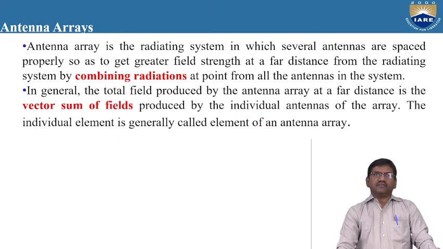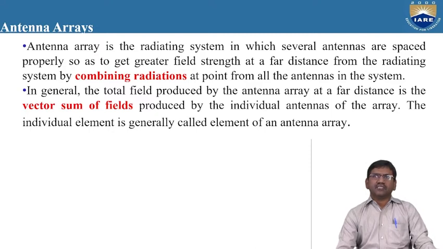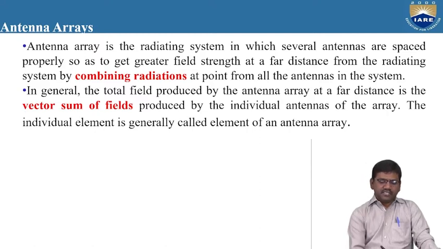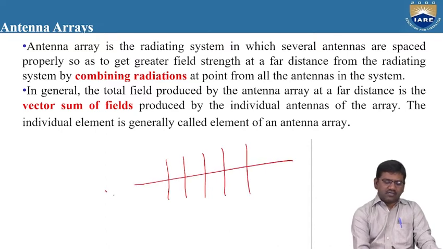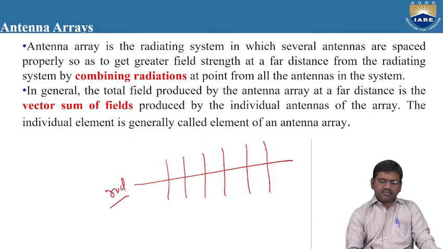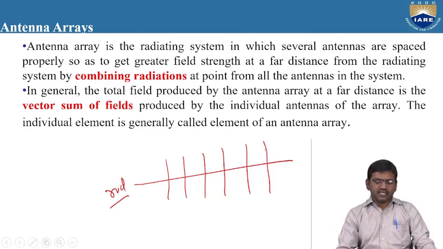There are different definitions of antenna arrays. It is also known as a radiating system in which several antennas are spaced properly so as to get greater field strength at a far distance from the radiating system by combining radiations at points from all antennas in the system. It means that a single dipole antenna, suppose you say this is an element, and all these elements are connected to a rod. This forms an array or antenna array.